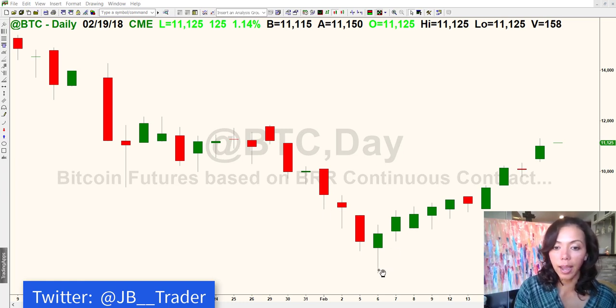For an uptrend, I have higher lows. See, the lows are getting progressively higher. And I have higher highs. The highs are getting progressively higher. And you can visually see that better with a trend line.